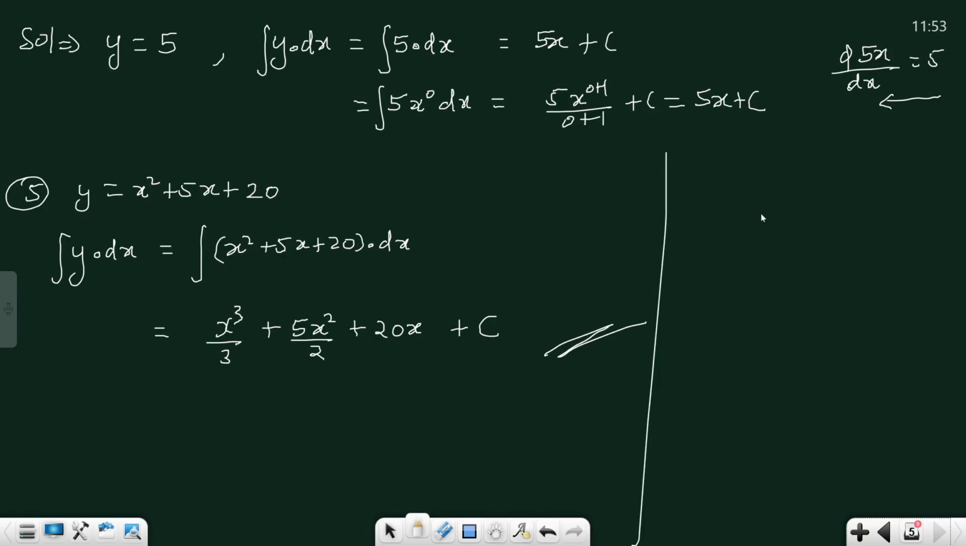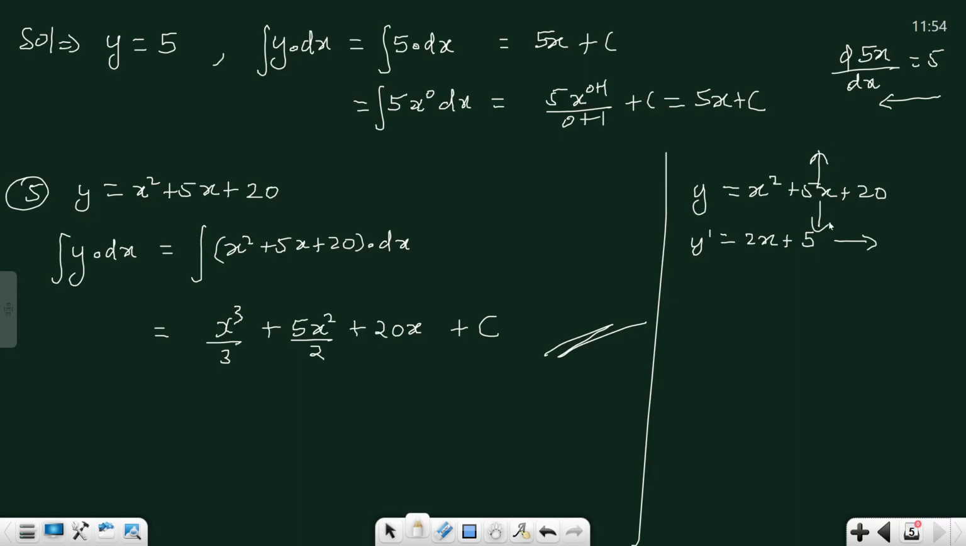Tell me again. So this is the equation, x square plus 5x plus 20. What's your next step? 2x plus 5x plus 0. Yes, sir. The differentiation is also wrong, it should be 2x plus 5. But I don't think that is required, right? Why are we differentiating this when the question is asking about the integration? It is asking about the reverse process and you are going in the forward process.